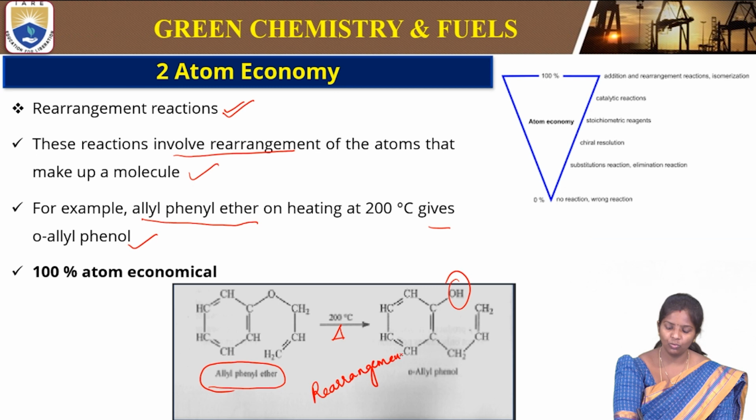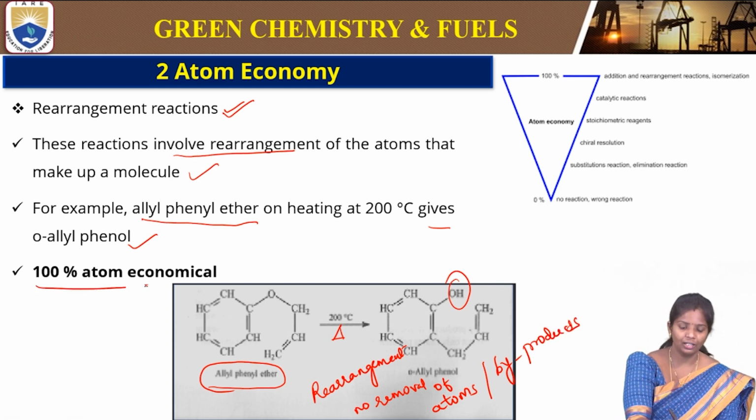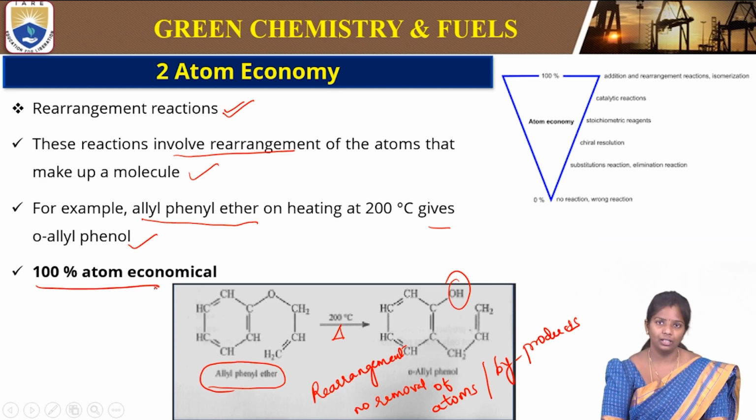So no removal of atoms, no byproduct formation. Therefore, there is no loss of atoms, so it is 100% atom economical. This reaction will produce 100% atom economy and is said to be green synthesis, green chemistry involved in synthesis and obtaining 100% atom economy.